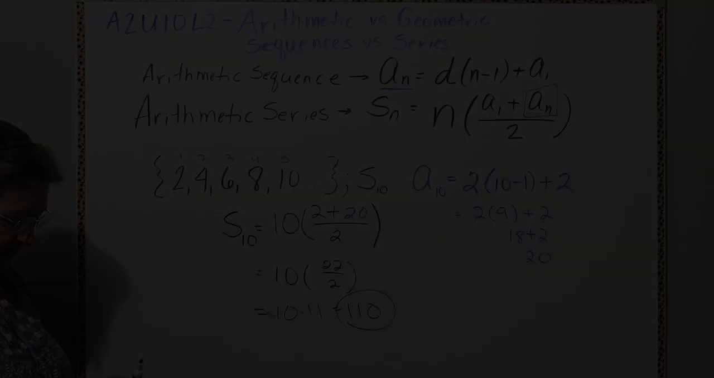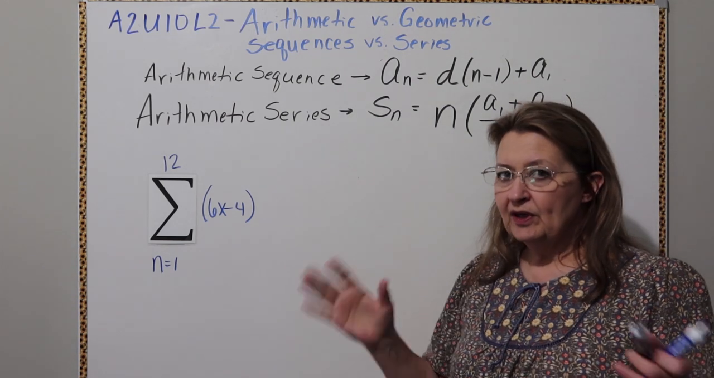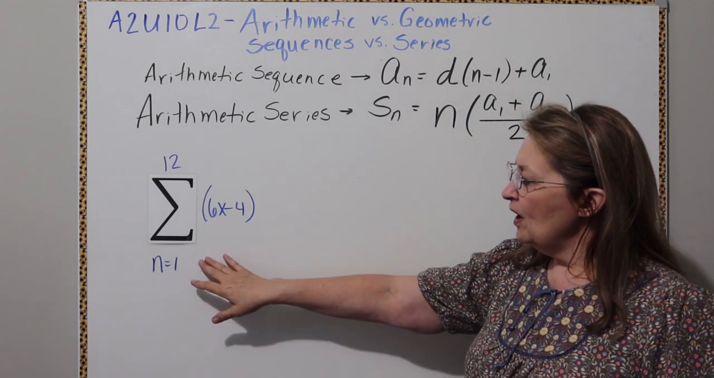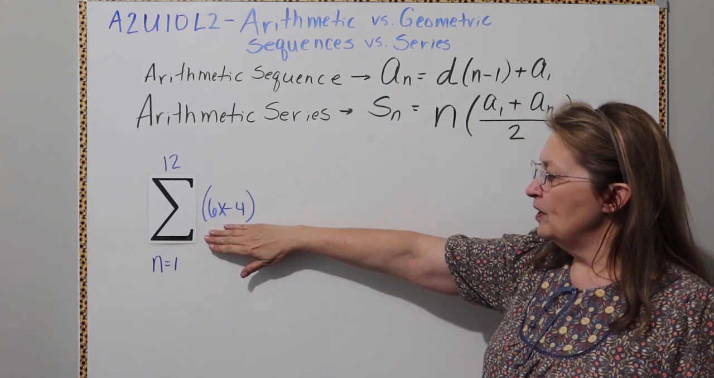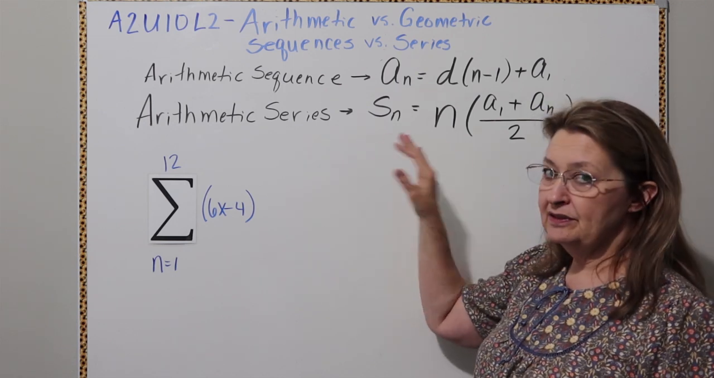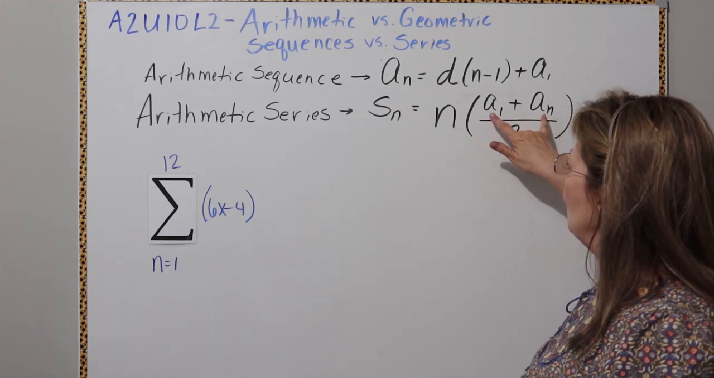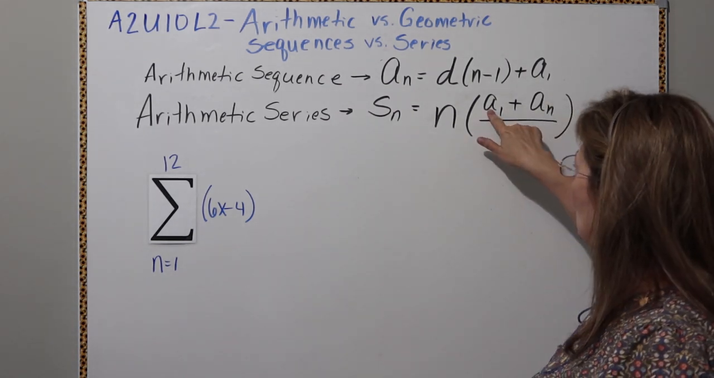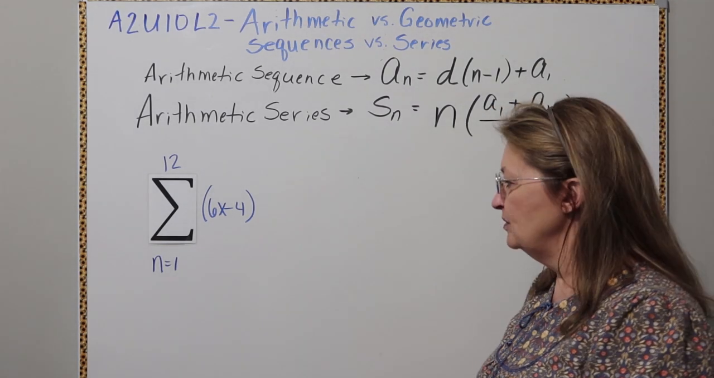Let's try another one. This next problem is written in a different format, so we're going to have to do a little critical thinking about what we know and what we need. We're asked to summate the numbers from 1 to 12 for the expression 6x minus 4, and we want to use our arithmetic series formula to do that. So I know that when I get ready to use this formula, I'm going to need the first term and the nth term in my sequence. So let's go ahead and find those out.